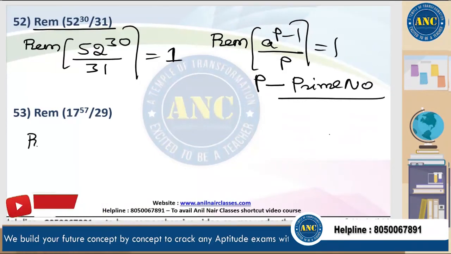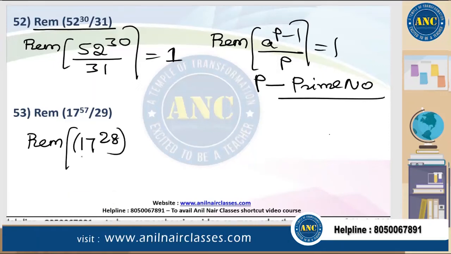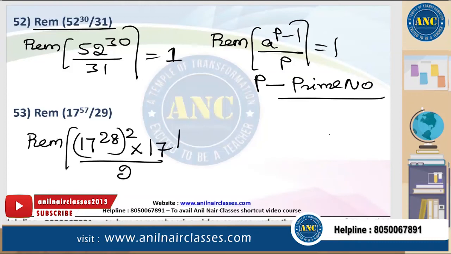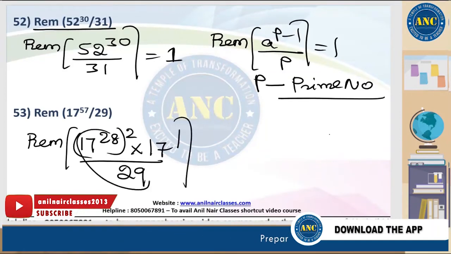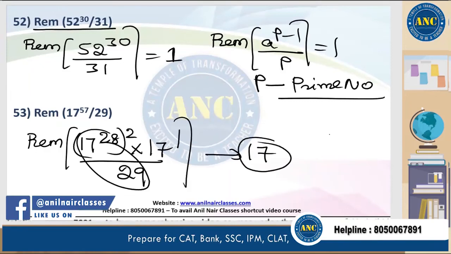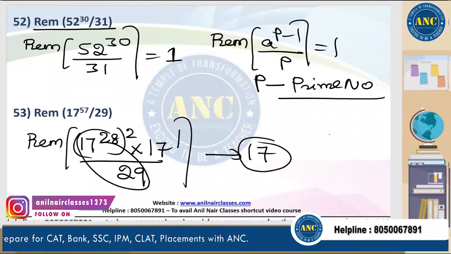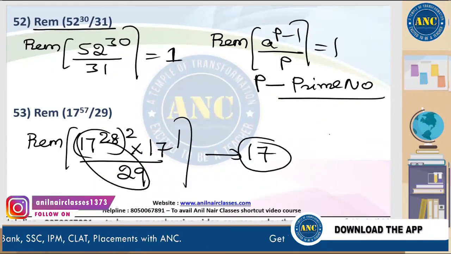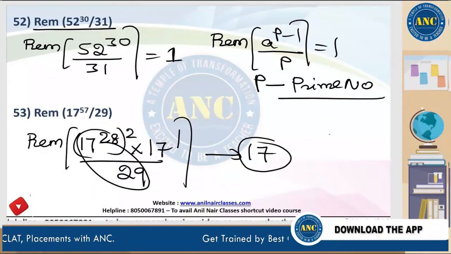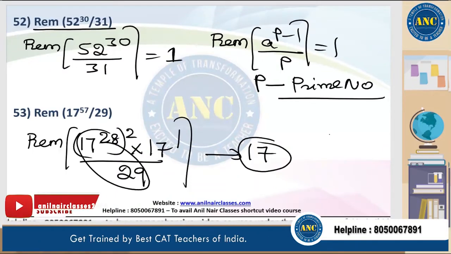Similarly, if it is 29, this will be 28 power 2 into 17 divided by 29. This one, the answer is 17. Idea clear, right? 52 and 53.